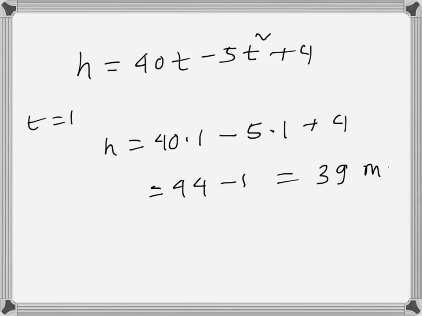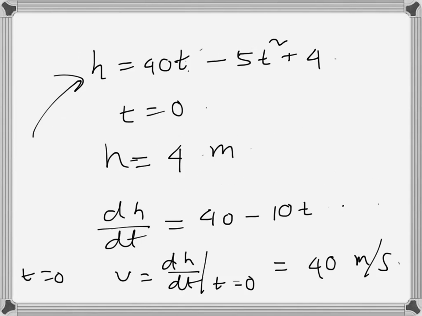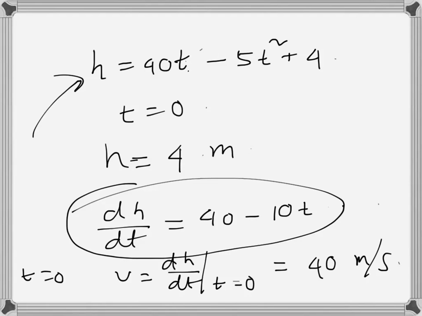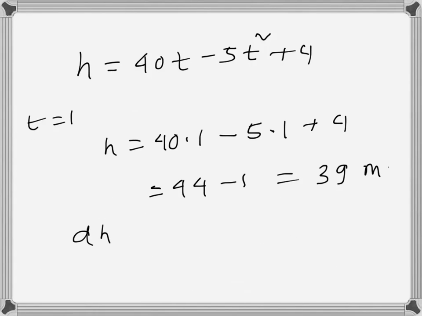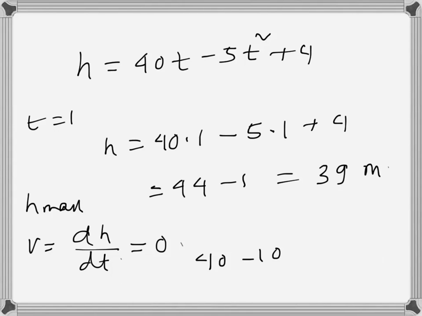To find the maximum height, when the projectile reaches the maximum height, the velocity becomes 0. So we have to find when the velocity becomes 0. We have to find the time from there, and then we can use that t in the h equation to find the maximum height. So this is the velocity equation. When the height is maximum, dh over dt will be 0. So h max, v is equal to 0. So that is our 40 minus 10t is equal to 0.